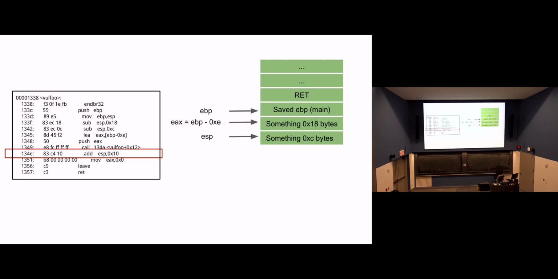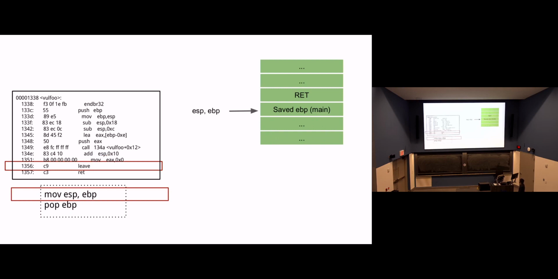After this, the program will balance the stack. It will add 16 bytes to ESP, so ESP points to somewhere here. Then move 0 to EAX, because the return value is 0. EAX has the return value. After that, we have leave. Leave is equivalent to two instructions. The first one is move EBP to ESP, then pop EBP. So after the first instruction, ESP and EBP point to the same location again, which is the saved EBP.